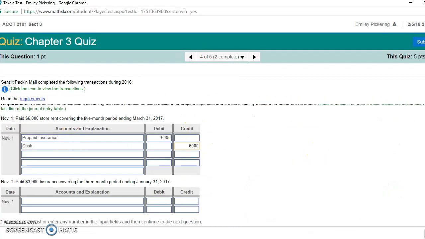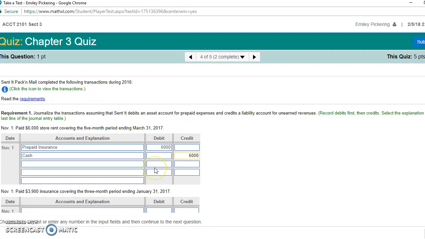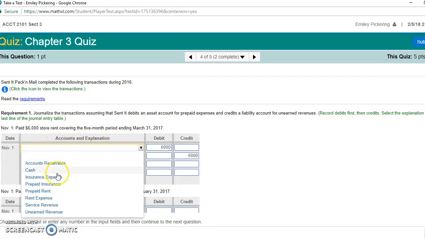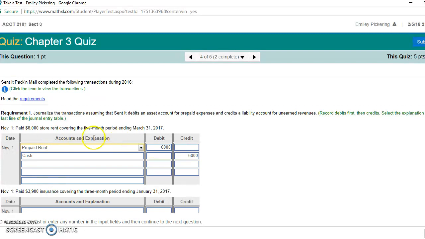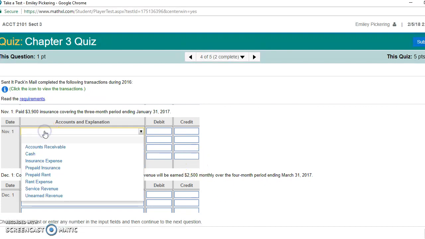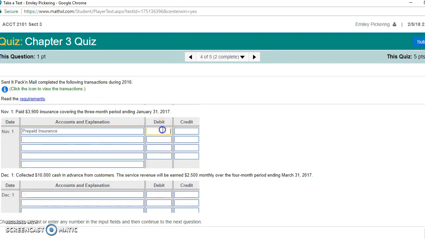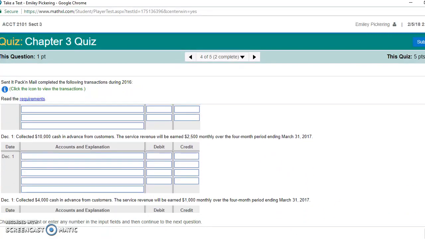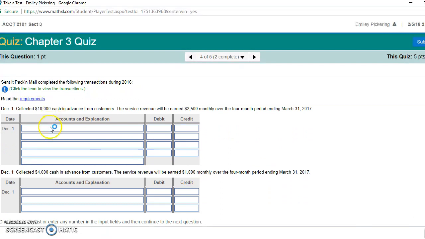Okay, so in this case, we are doing the regular journal entries, and then we will account for some of the adjusting journal entries. So we paid rent. So we have prepaid rent covering 5 months for $6,000. And we have prepaid insurance here, it looks like, of $3,900. And we collected $10,000 of cash in advance from customers.